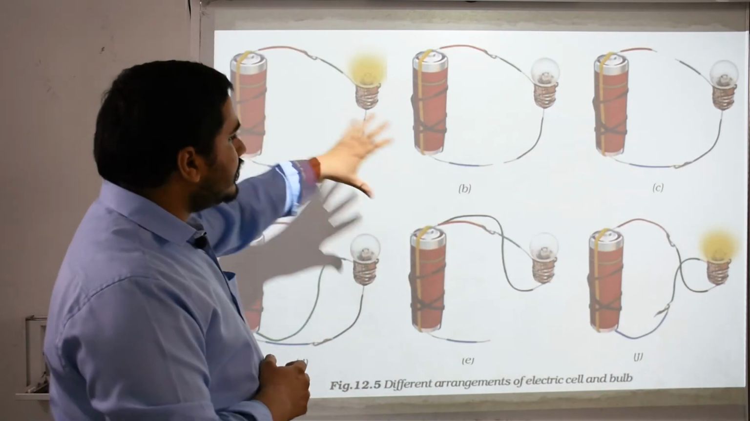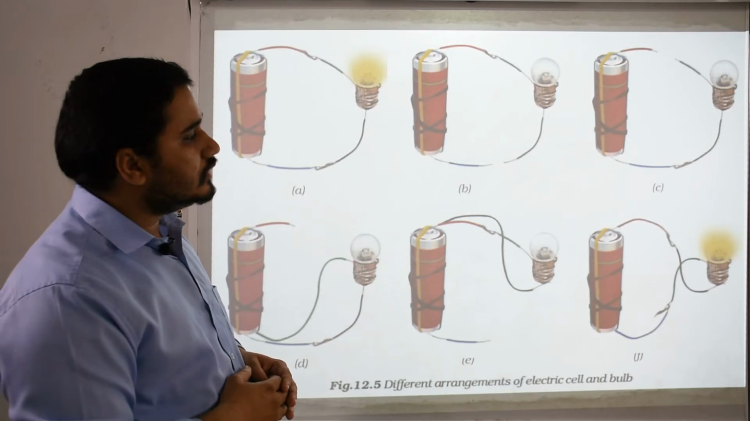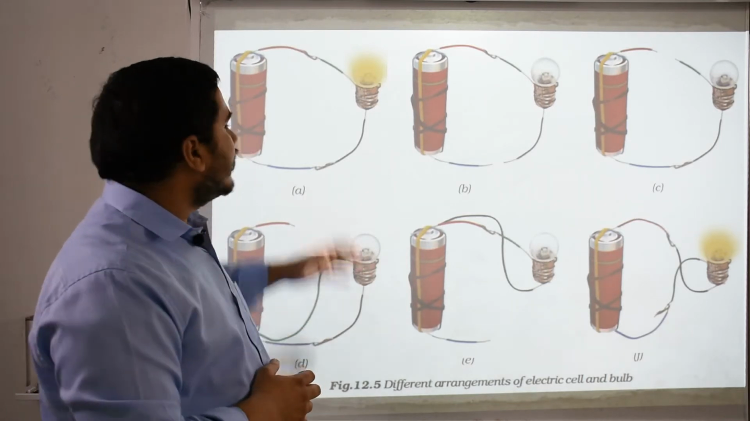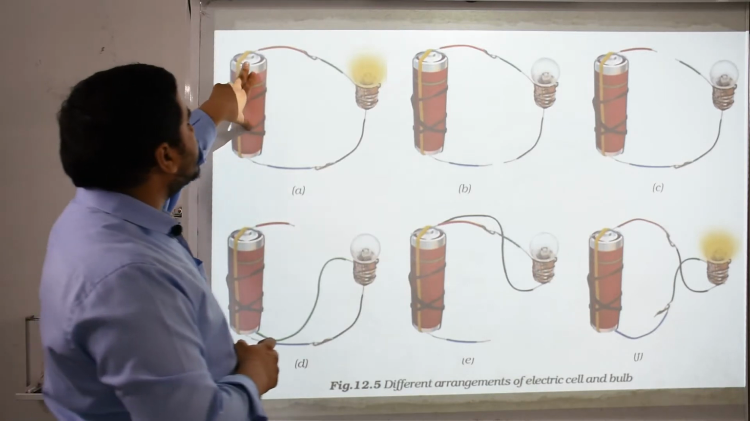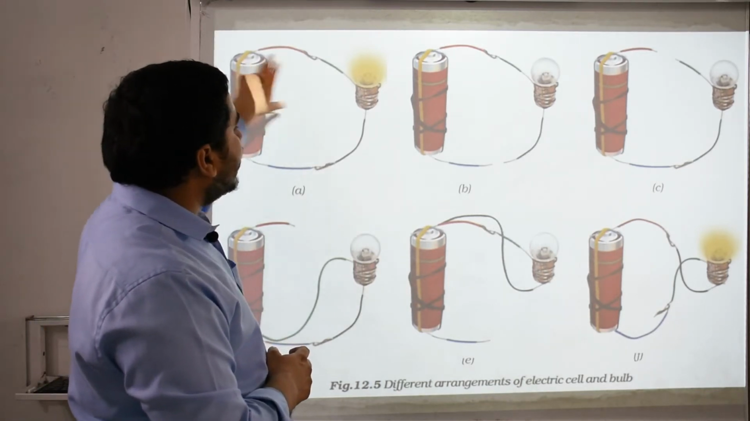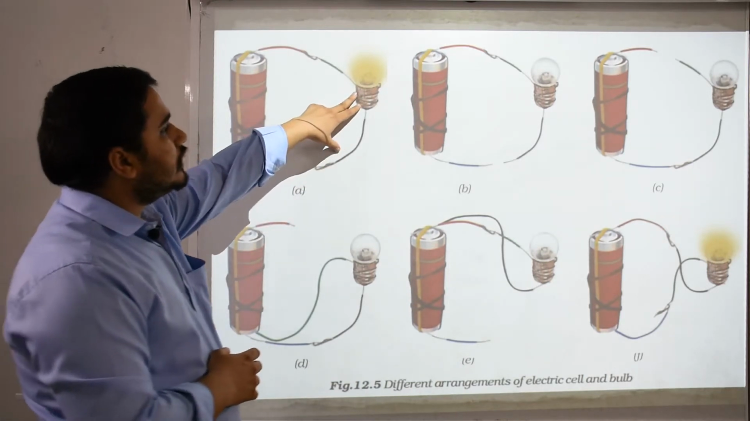There are 6 figures given, in which 4 figures show incorrect connections that do not make proper circuits, and A and F make proper circuits. In this, the positive point of the cell and the positive point of the bulb are connected, and the same for the negative, so the bulb will start to glow.